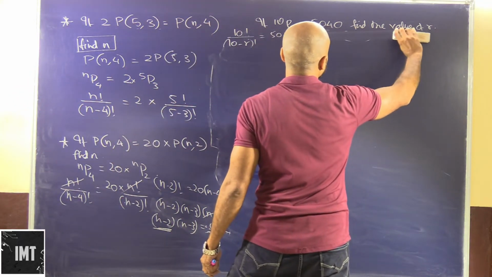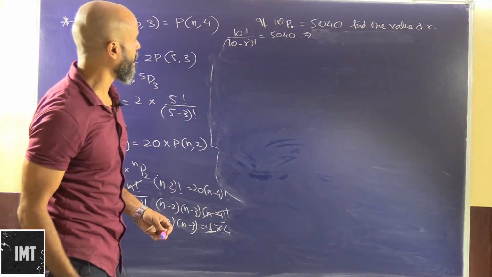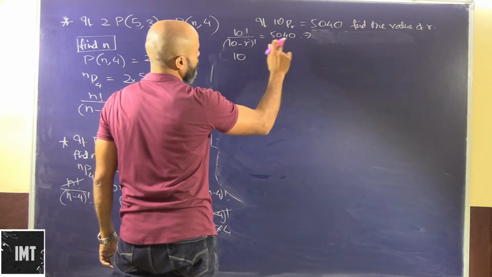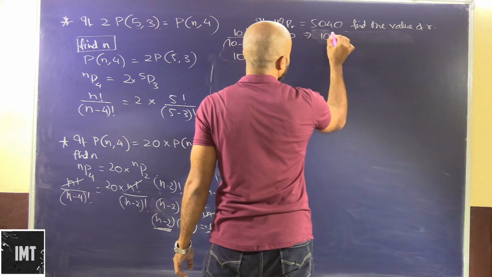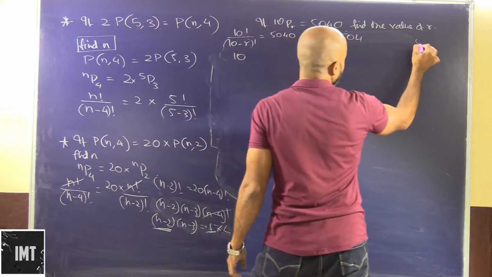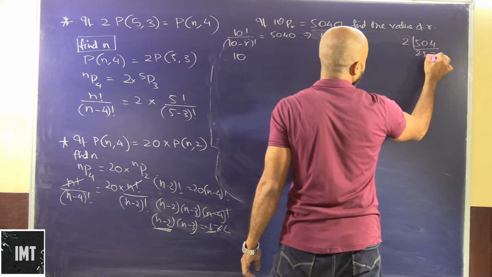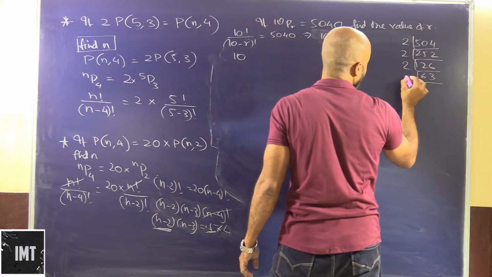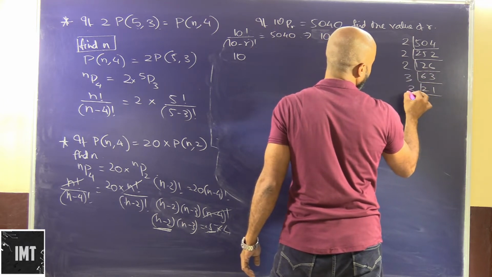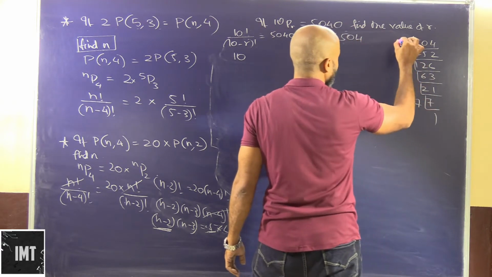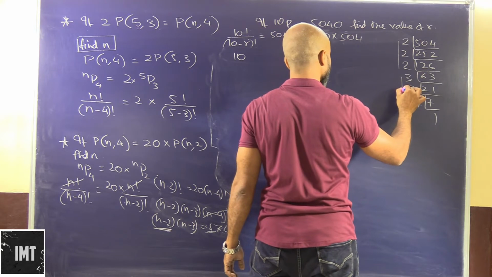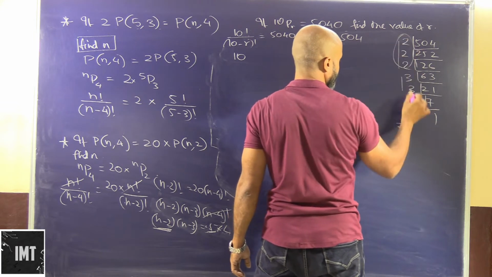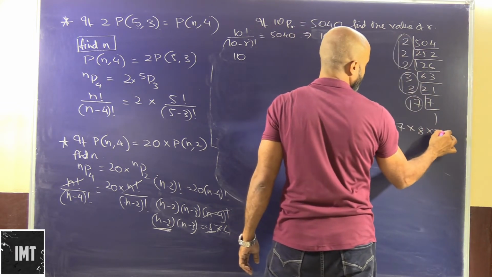Okay, so we have here 10PR is equal to 5040. Find the value of r. So here we have factorial 10 by 10 minus r factorial is equal to 5040. So this 5040 can actually be written as 10 into 504. Now let's say 504. We have 2 2s are 4, 4 2s are 8, 9 and 7. 7 into 8 into 9 is equal to 504.